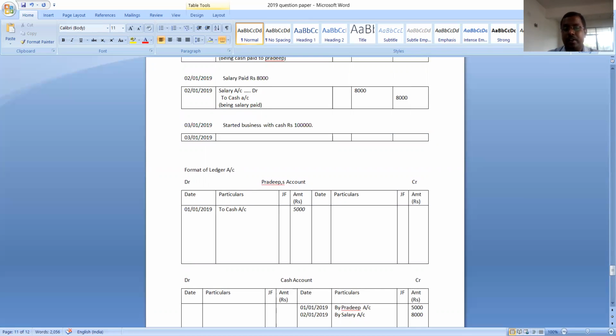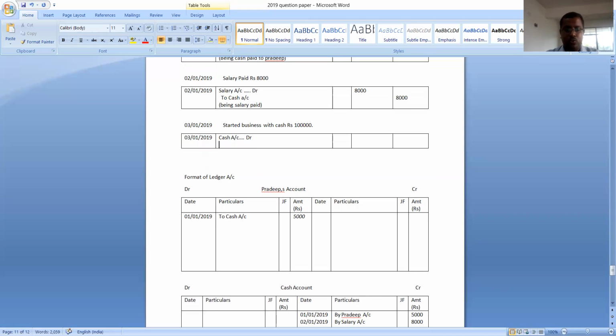What is the journal entry? Started business with cash means cash is coming into the business. Then who is the giver? The owner is the giver. Which is the owner's account? Capital account is the owner's account. So started business with cash, cash comes in. Which account should be debited? Cash account should be debited, to capital account.